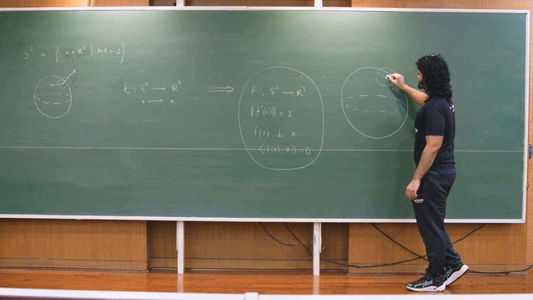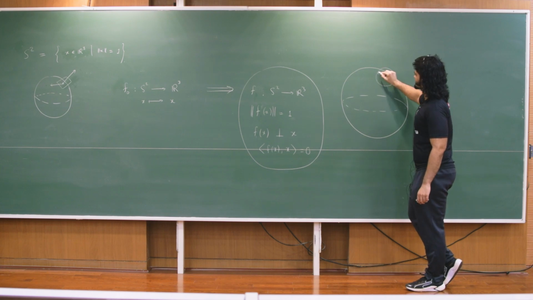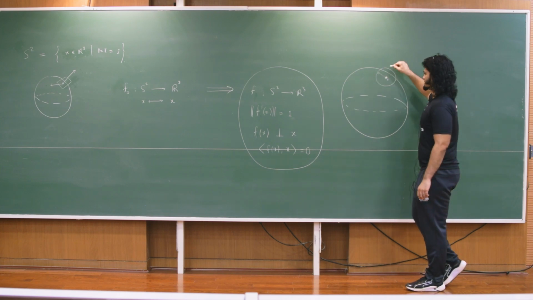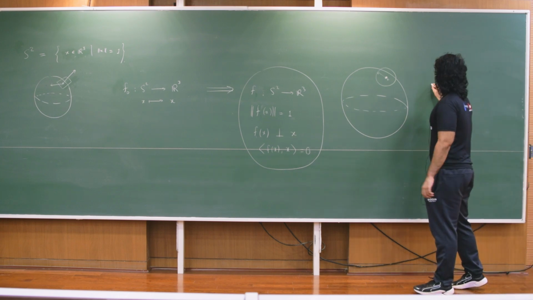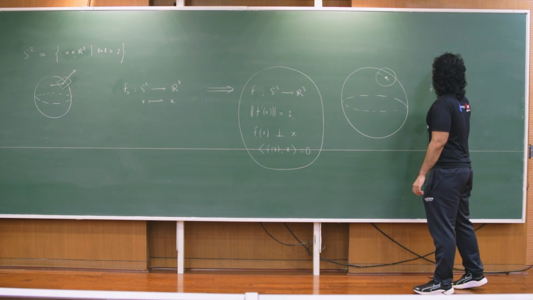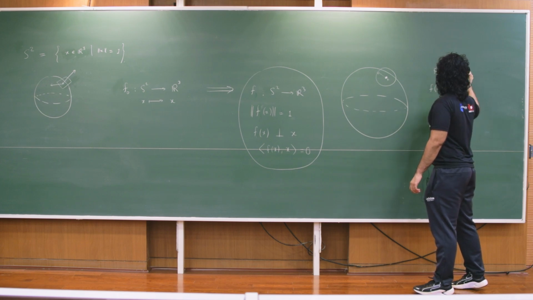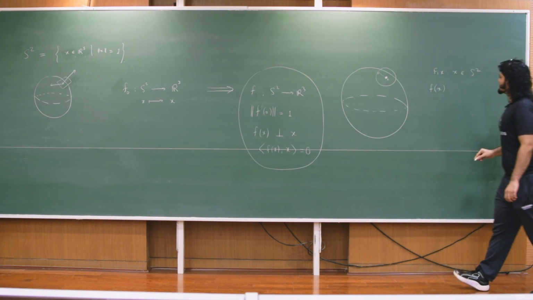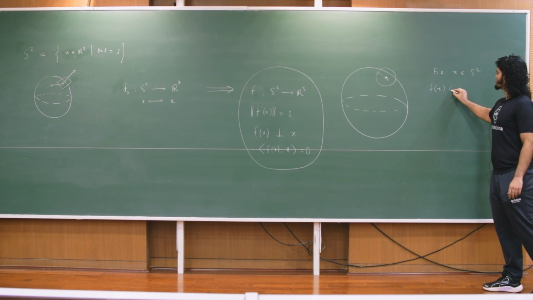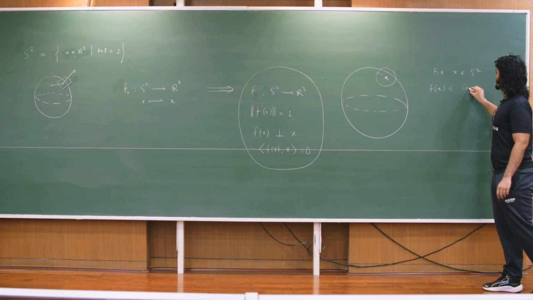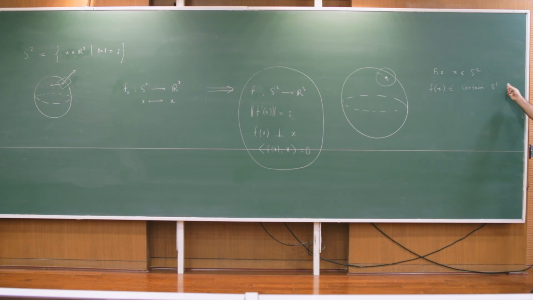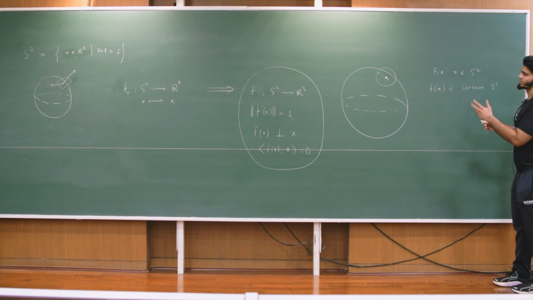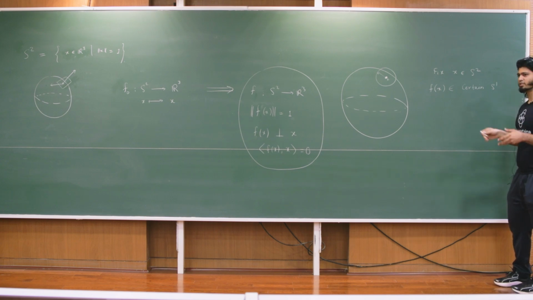So I want to think of f of x as a vector originating here and going to some point in this circle. So the image of any point, so if I fix some x in S2, then the image f of x should lie in a certain circle, and S1 here just means the circle. Similar to S2, S1 is the sphere in 2 dimensions.